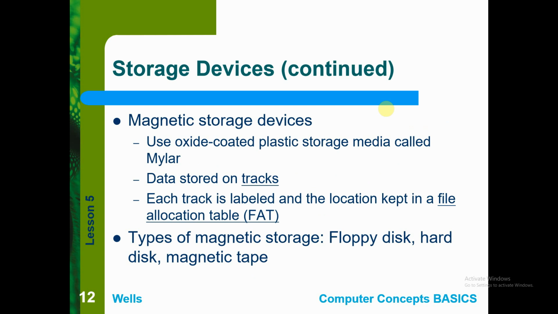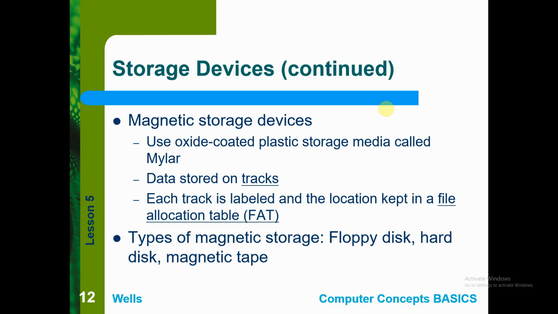So when we say magnetic, we use Mylar. Those are oxide-coated plastic storage media, and data is stored in tracks and kept in a file allocation table, or FAT, and labeled. The tracks are embedded in the coat on the plastic storage. If you open a floppy disk, for example, those are magnetic storage devices. You will see a film inside the circle of plastic.